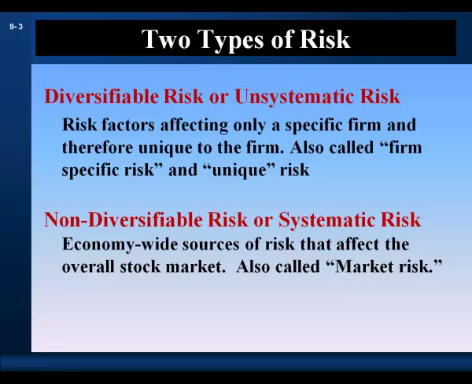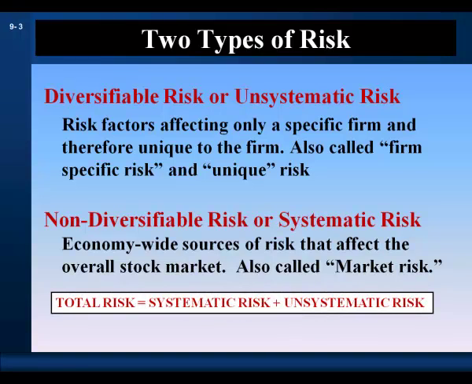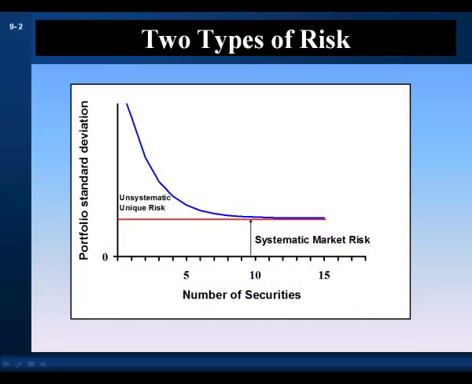The other type of risk is non-diversifiable systematic risk. These are risks associated with economy-wide factors that affect all firms systematically in the same way to a greater or lesser extent. Such things as recessions, wars, political change, price instability. Non-diversifiable systematic risk is also called market risk. So total risk is comprised of systematic risk and unsystematic risk. After all unsystematic unique risk is diversified away, the remaining residual risk in a portfolio is systematic market risk.